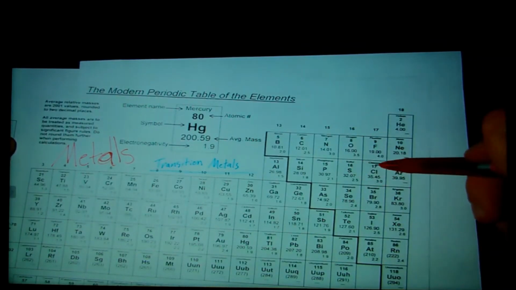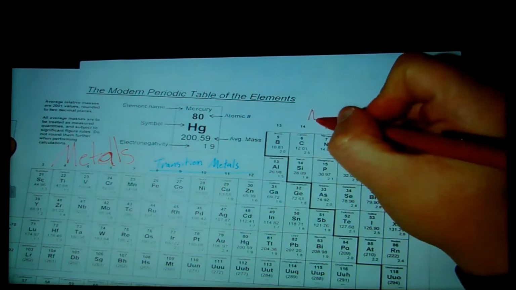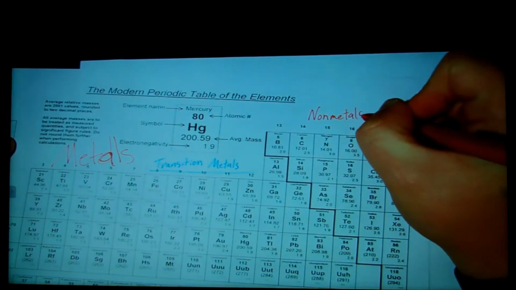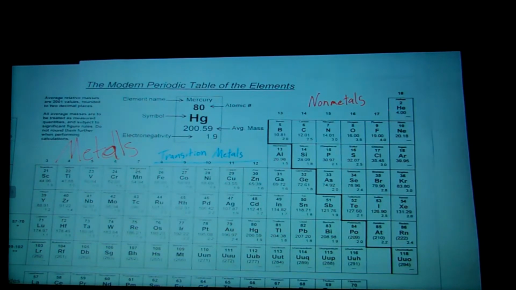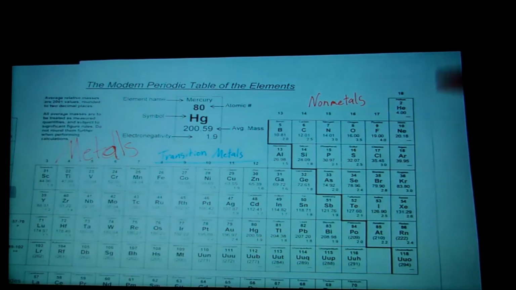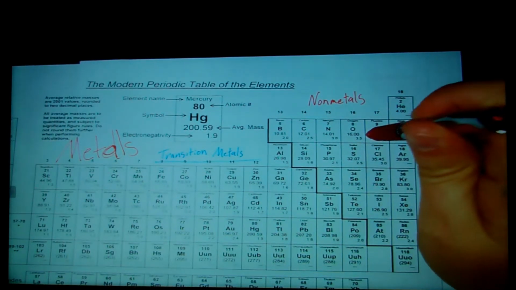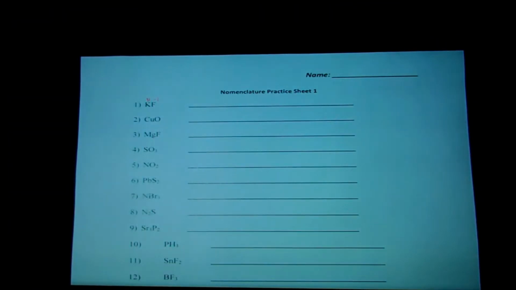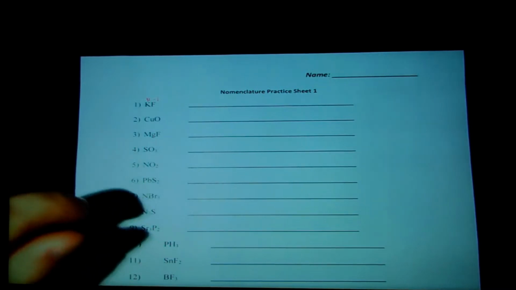On the right, non-metals. I should not have to say this anymore. Left of the staircase, metals. Right of the staircase, non-metals. So what is fluorine? A non-metal. So a metal and a non-metal gives you what type of bond? Ionic.